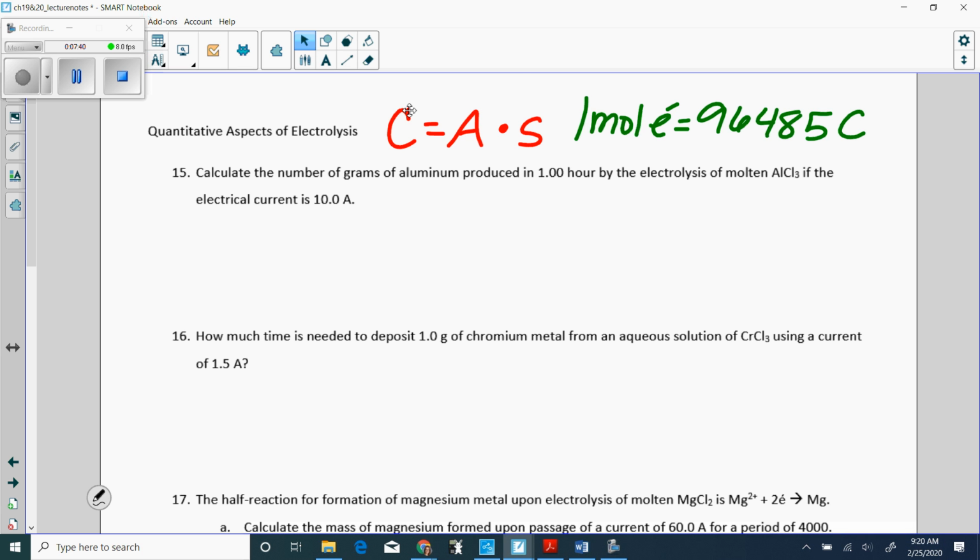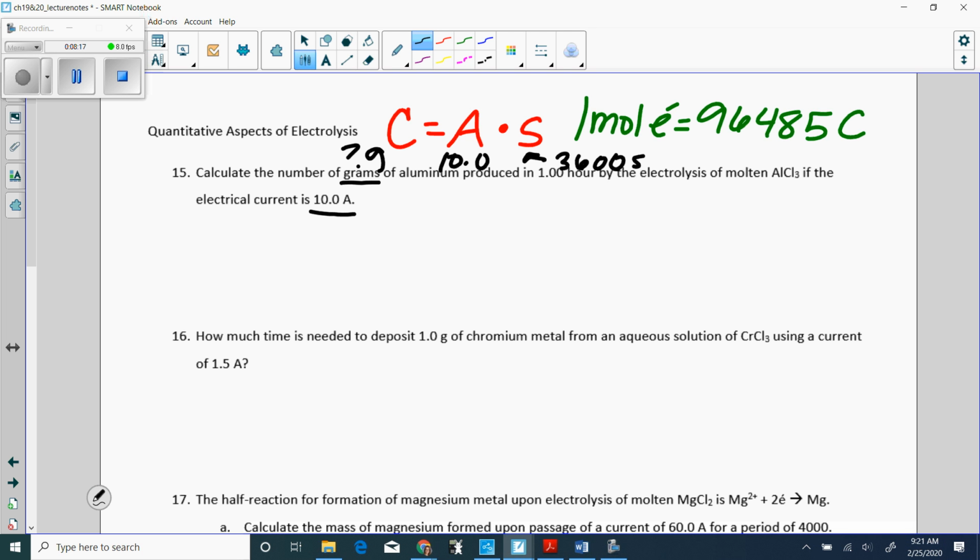So the question says, calculate the number of grams of aluminum. What we're trying to solve for is grams. Produced in 1 hour by the electrolysis, that's the vocab word for today, the backward reaction, of molten, which just means melted, aluminum chloride if the current is 10 amps. So things I know, I have my amps, 10. I also have my seconds because 1 hour is 60 times 60, which is 3,600 seconds.